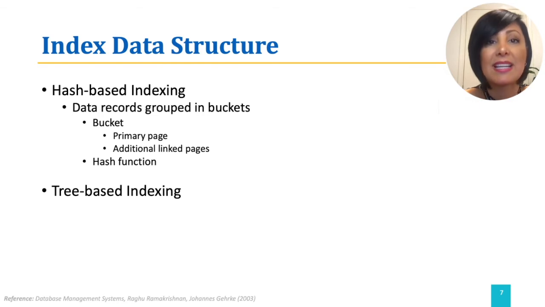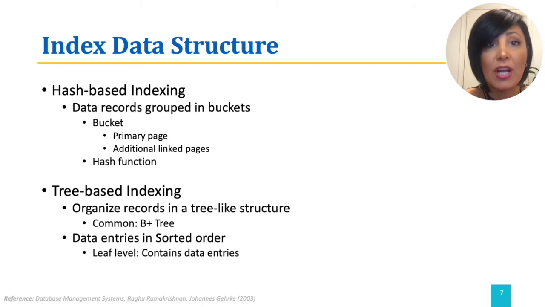In tree-based indexing, records are organized in a tree-like structure in a sorted order by search key value. Using the tree structure, searches are hierarchically directed to the leaves, pointing to the correct pages of data entries. B+Trees are the most commonly used index structure.